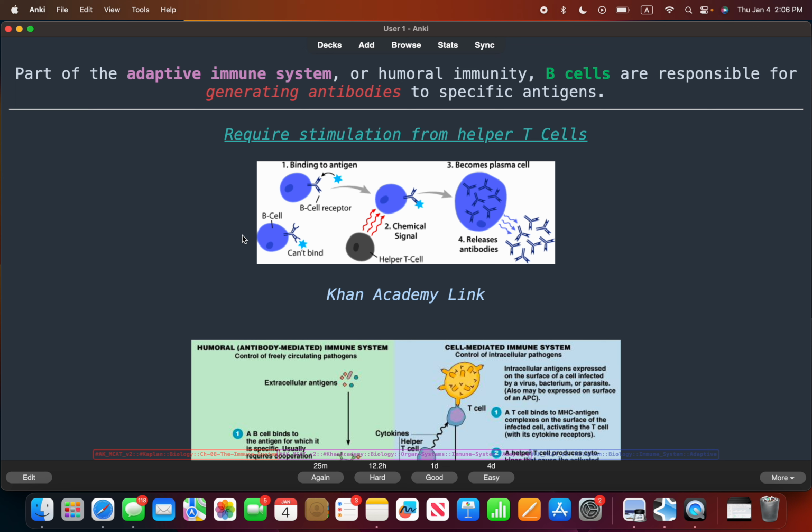So this is also important to keep in mind. We can see here that the first step is binding to antigens. So the B cell has a receptor and it binds to the antigen. And then the second step is that there is a chemical signal. The helper T cell gives the signal, and that enables the B cell to become a plasma cell, and then the plasma cell is able to release antibodies.